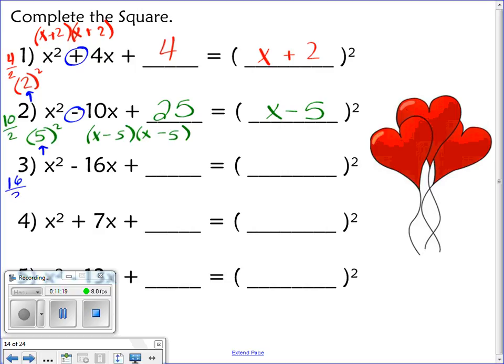16. 16 divided by 2 is 8. 64. So I would have to add 64 to both sides of my equation. Keep it balanced. So it would be x minus 8 squared, because the number before I squared it was 8, and the sign right there was a minus sign.